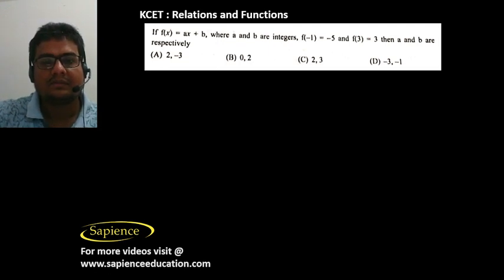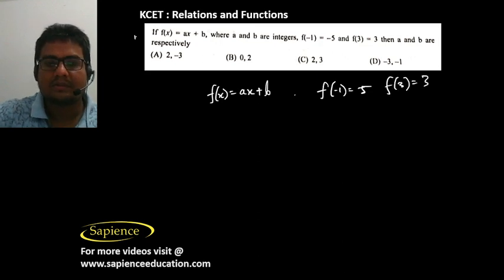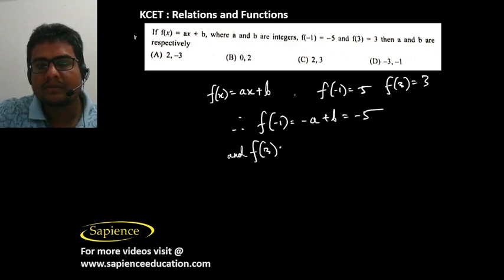So here in the first question, it is told that f of x is a linear function, f of x equals ax plus b, and a and b are some integers, and f of minus 1 equals minus 5, and f of 3 equals 3, then a and b are respectively. So f of minus 1 is equal to minus a plus b, that is equal to minus 5, and f of 3 is equal to 3a plus b, that is equal to 3.